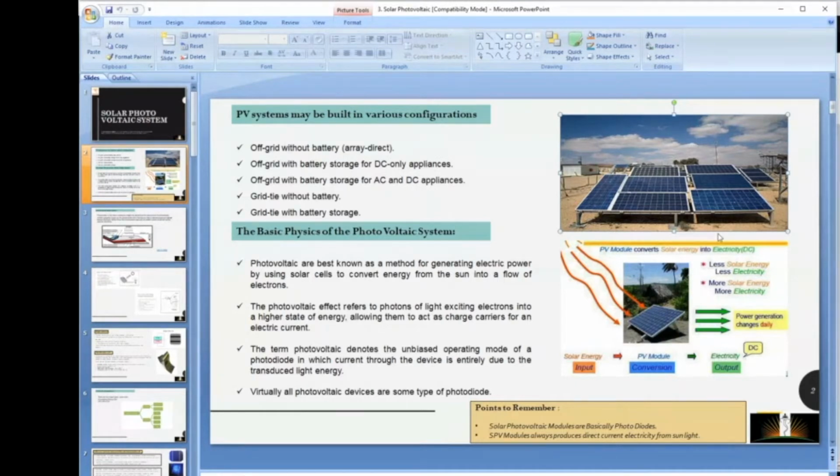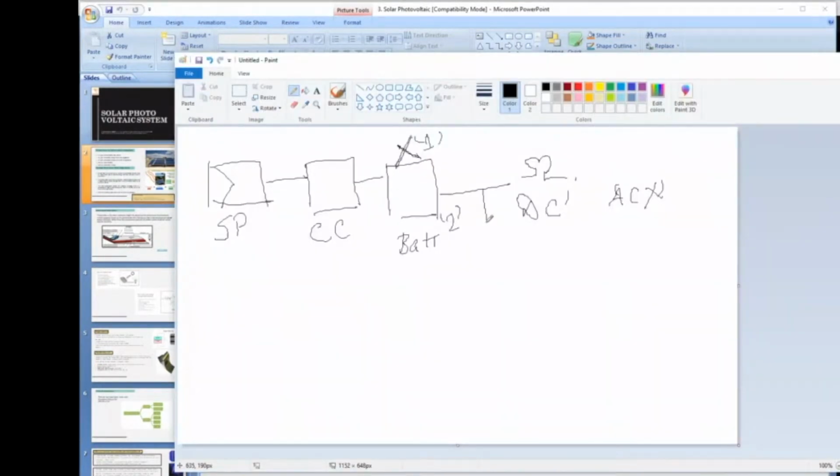If we are talking about the third system, here we are adding an inverter. So this is for the DC load. Here we are adding an inverter, where we are converting it, this is our inverter, so we are converting it also for the AC load. So we are using it for both DC and AC loads.